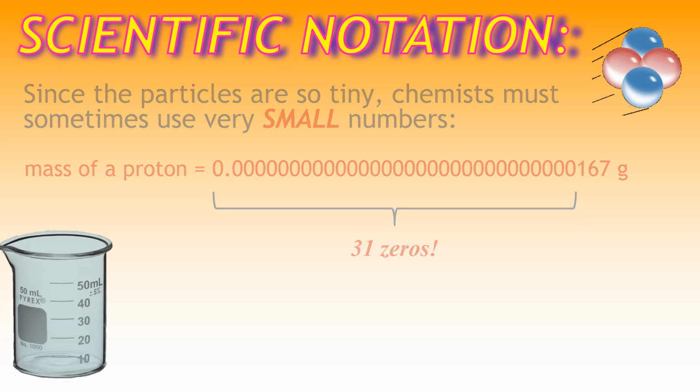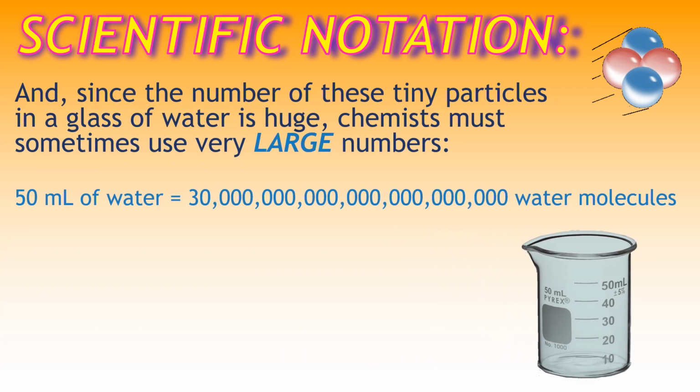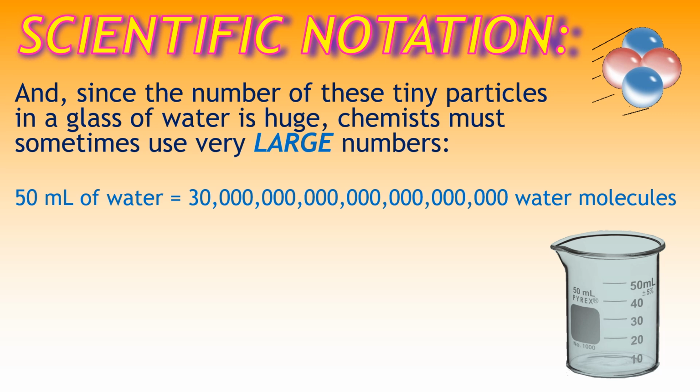Now, the number of these tiny particles in something like a glass of water is huge because they're so tiny. We can fit a lot in there. And so chemists sometimes have to use very large numbers. 50 milliliters of water will have 30 septillion water molecules. That's a 3 followed by 22 zeros. Again, kind of intimidating.